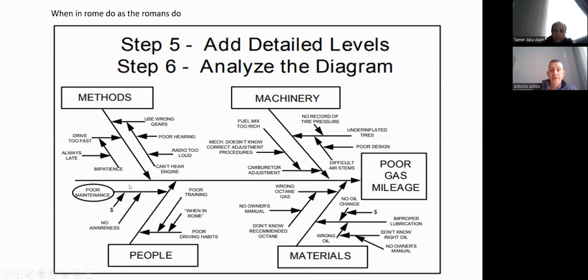Sometimes it is for this driver. Poor maintenance is something that you can control, rather better than others. So it could be the cause that I need to focus on. Okay.